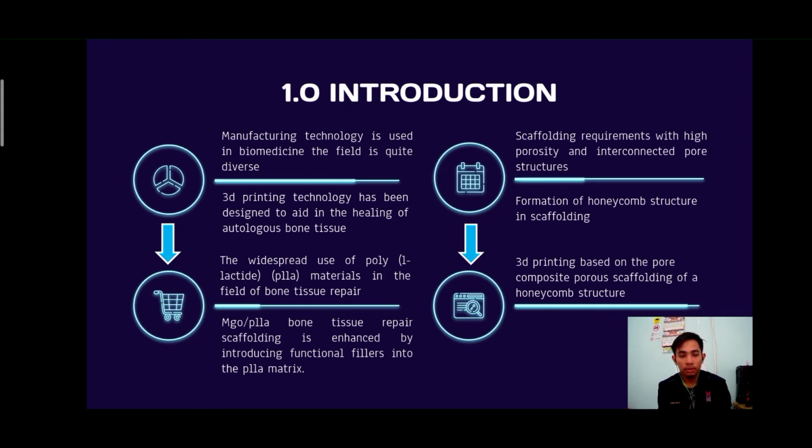MgO PLLA bone tissue repair scaffold enhanced by introducing functional filler into the PLLA matrix. The scaffold requires high porosity and interconnected pore structure, with formation of the honeycomb structure in the scaffold, for 3D printing based on the composite porous scaffold of the honeycomb structure.